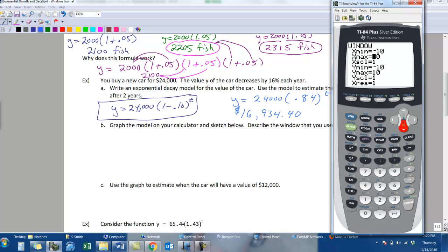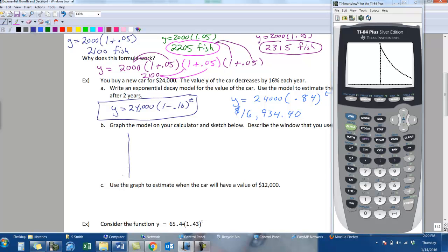How about we make our y maximum 25,000 to make sure we see it. And I'm going to change my y scale to go by 1,000. Probably doesn't matter much, but let's see. Then graph it. Oh, snap. There it is. There's our graph.